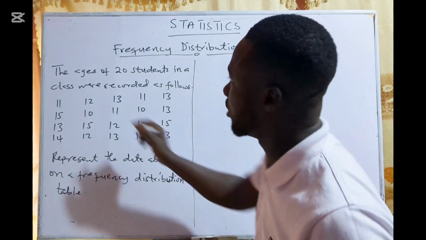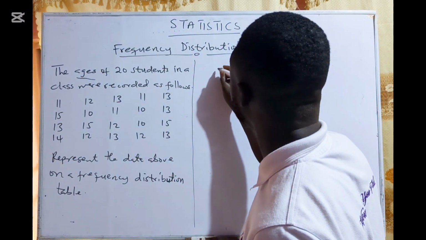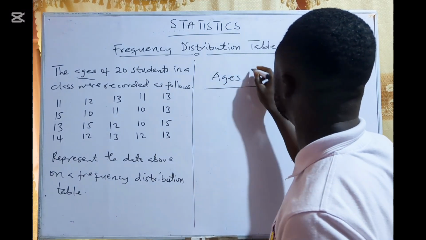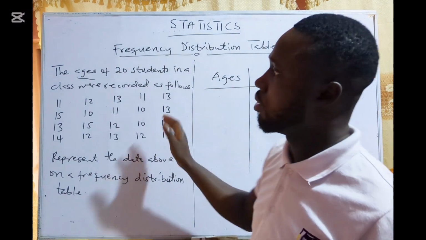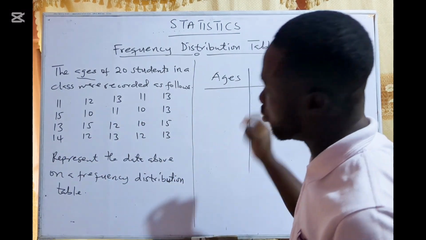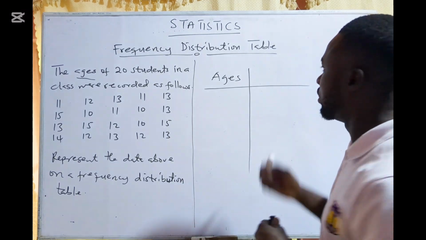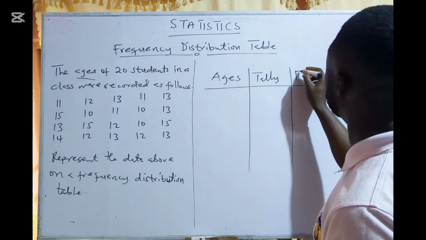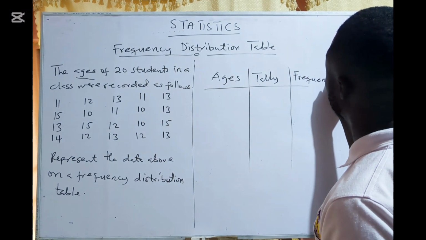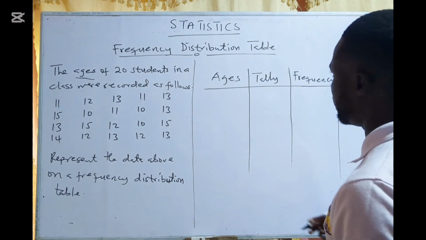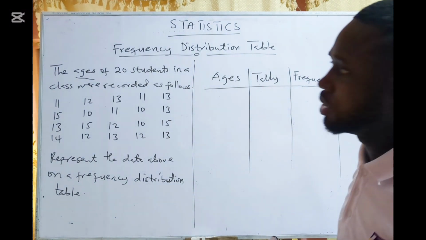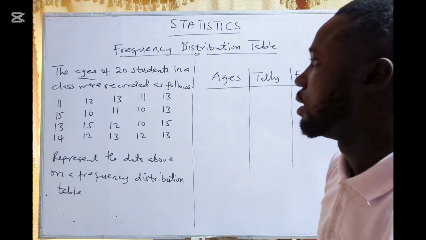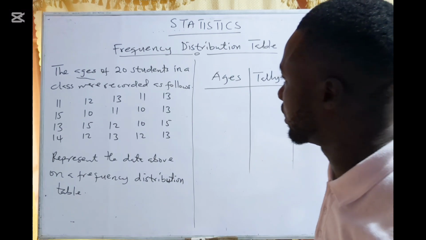So one, what are we talking about? Ages. So we are talking about ages. And take note that whenever you get raw data like this, and you are supposed to construct the frequency distribution table, you tally. And after we tally, you write the frequency. So as we are going to do, make sure to start from the lowest. We are going to write it in ascending order, from the least to the highest.